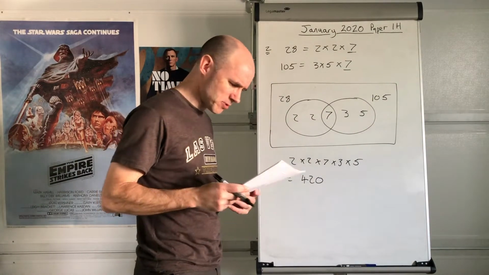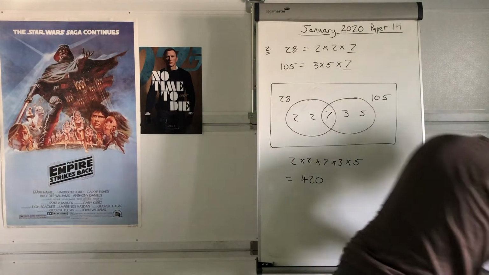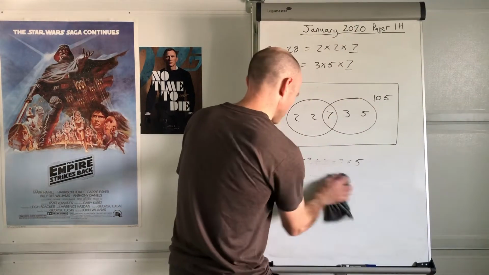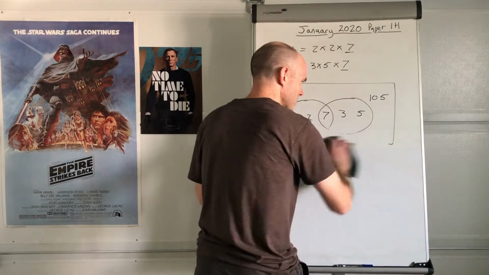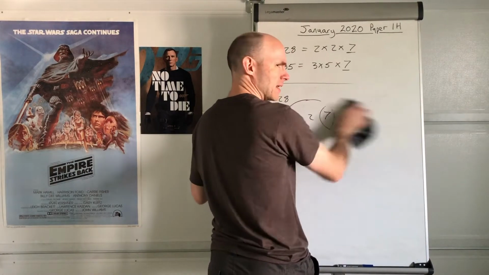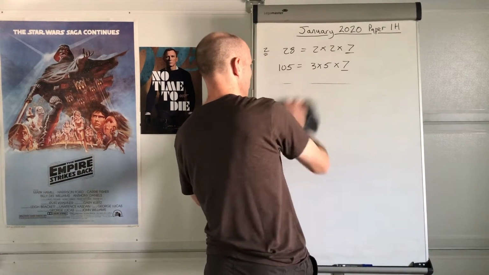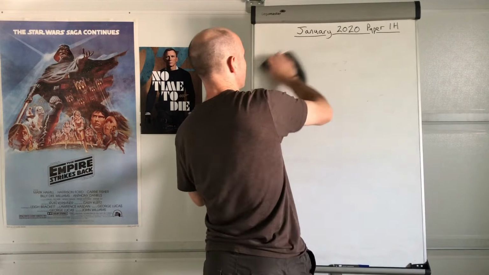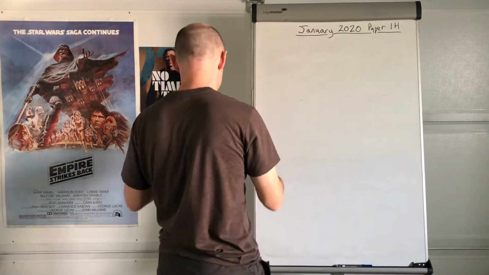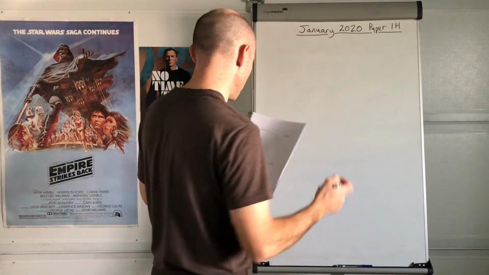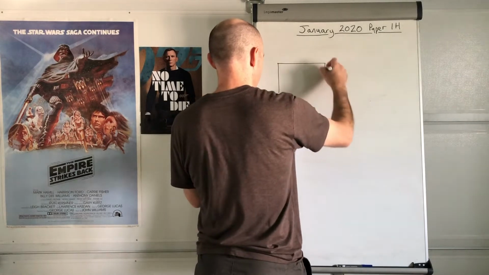Right, question number 3. The diagram shows a shape, fairly easy shape, isn't it? 2 rectangles. Could it be any easier? Not really. There you go. So it shows a shape. So you've got the large rectangle here.